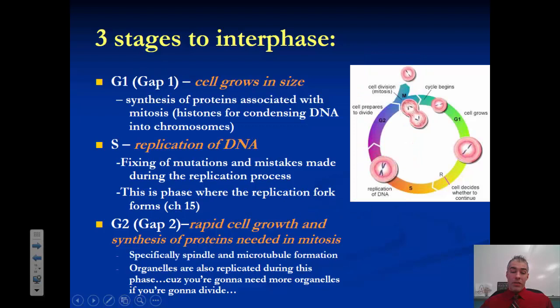G2 is the third phase, which happens right before mitosis. In this phase, we have rapid cell growth because it's going to get ready to divide, and synthesis of proteins that are needed for mitosis, microtubule proteins, spindle proteins, and organelles are also replicated during this phase. So the cell is really getting ready to ramp up the fact that it's going to want to divide soon.